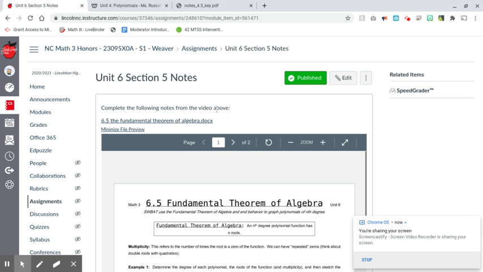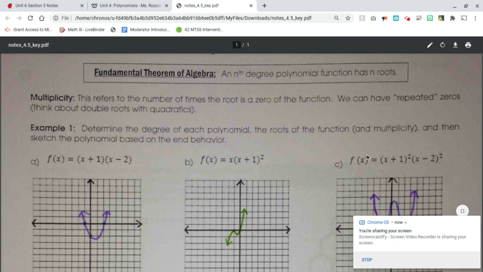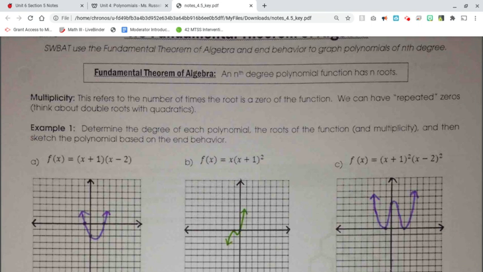Okay, guys, so today's Unit 6, Section 5 notes is on the fundamental theorem of algebra. The fundamental theorem of algebra says an nth degree polynomial has n roots. So basically what that means is whatever degree it is, that's how many roots it will have. The word multiplicity refers to the number of times the root crosses the x-axis, or is a zero of the function. You can have repeated zeros. Those are kind of like double roots.